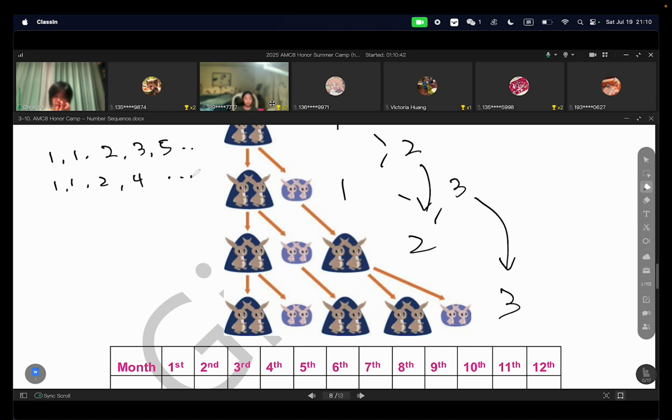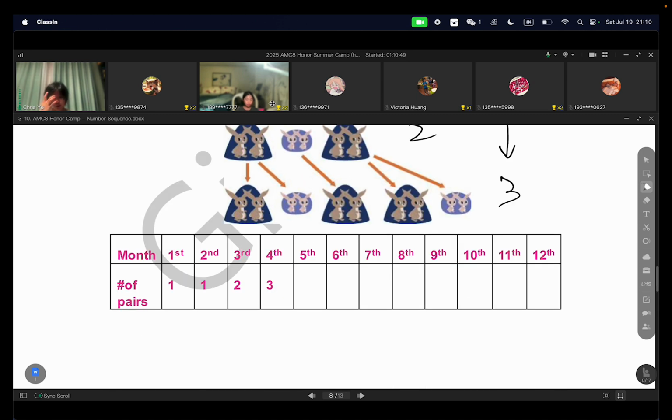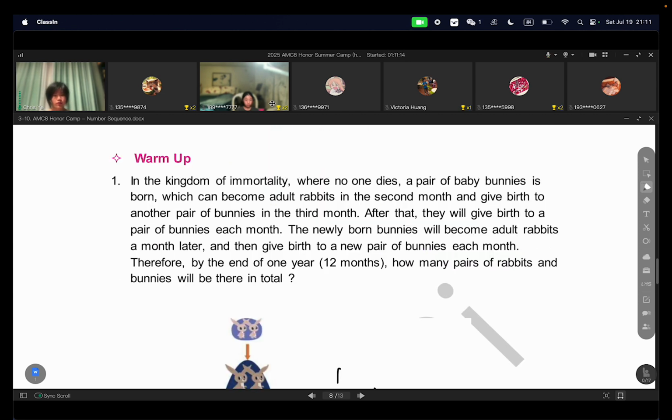But in this question, we just have to use the first one, which is the basic one. So we can use the chart as assistance. So we have 1, 1, 2, 3, and that's going to be 5. 3 plus 5 equals 8. 5 plus 8 equals 13, and all the way until 55 and 89, and the last number is going to be 144. So therefore, by the 12th month, there are going to be 144 pairs of rabbits and bunnies, because we have to add them together.